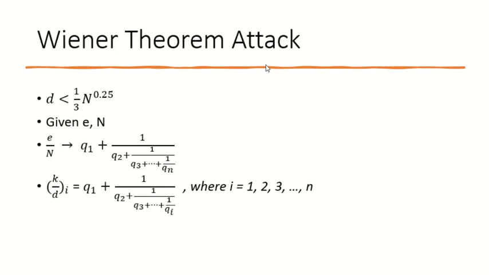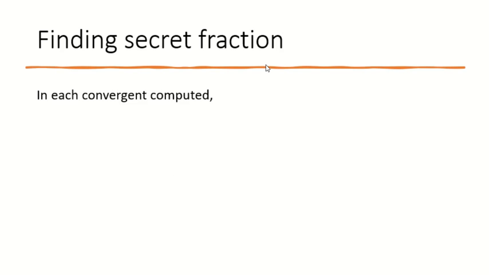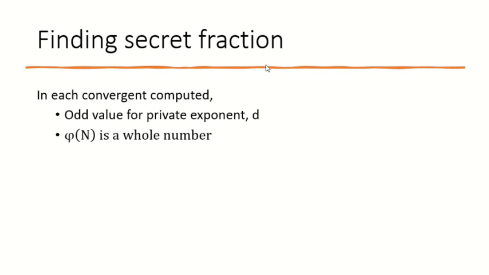To determine which convergent is the one that contains the private exponent, you have to first go through a list of checks. In each convergent computed, you have 4 checks to test. All of the 4 checks must pass to be the correct one for the private exponent. First, you have to check whether the private exponent is an odd value. Then, you have to check whether the Euler phi function is a whole number, and also you need to check whether this equation is more than 0. Lastly, you need to check whether n is the product of the potential primes obtained.